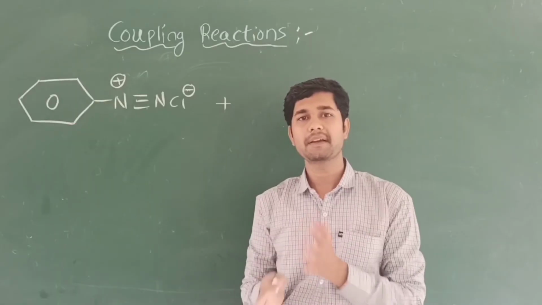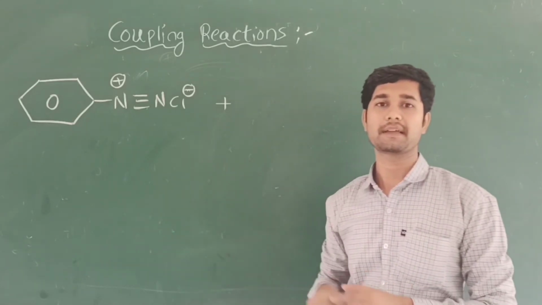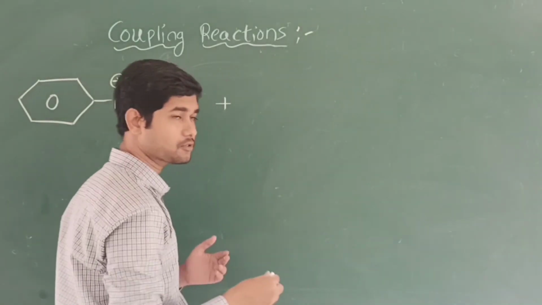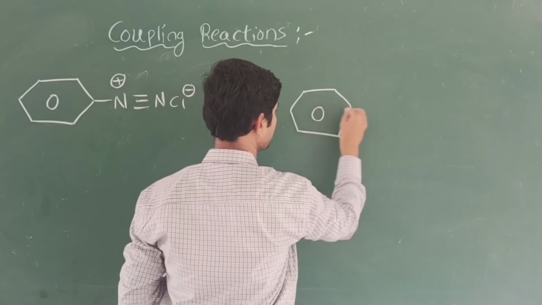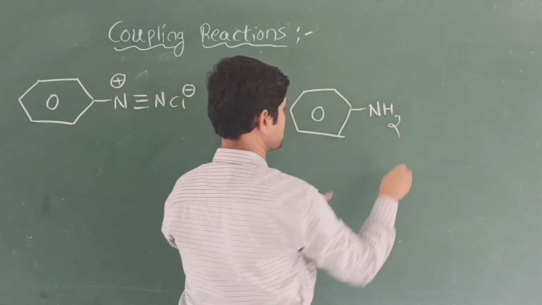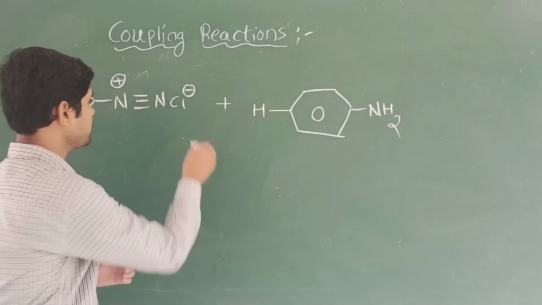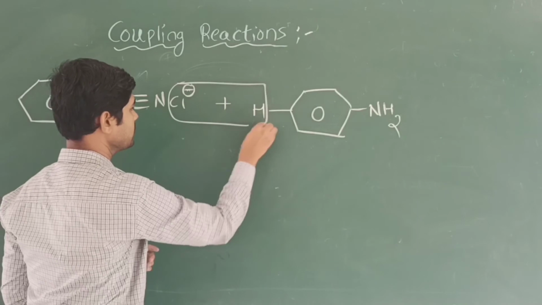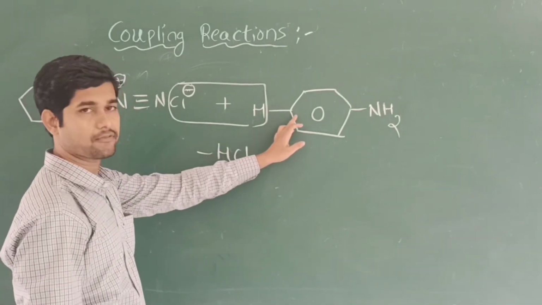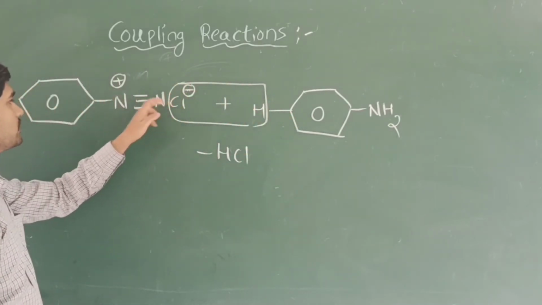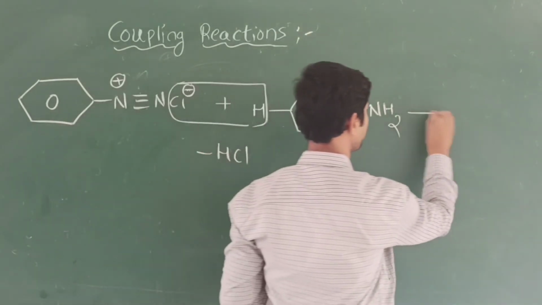We have seen the coupling reaction between the electrophile and the nucleophile, that is, phenol. Now I am going to take an amine, the aniline group. Aniline is a primary amine, with an NH2 group at the para position and a hydrogen there. Once again, how does coupling take place? I am going to eliminate HCl. This carbon is the nucleophile and it hits this nitrogen, then the bond migrates and the azo compound is formed.